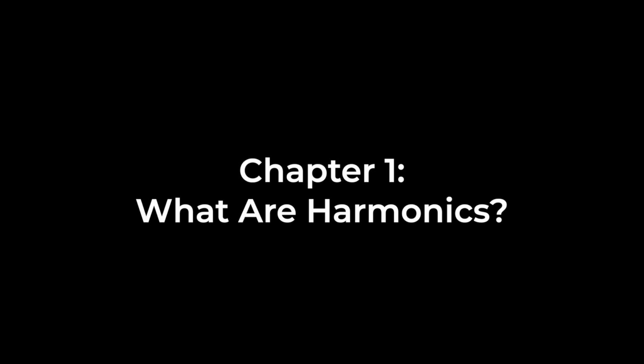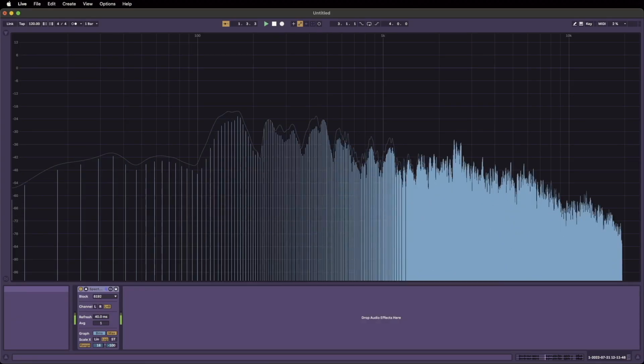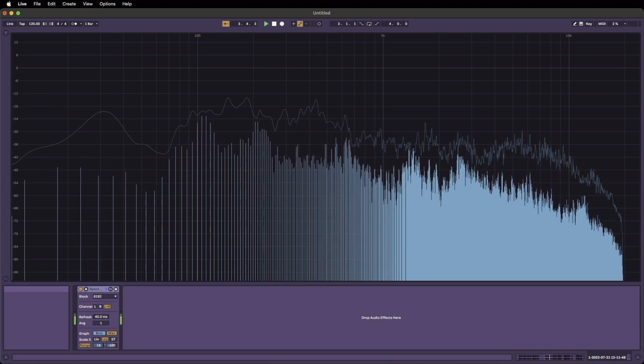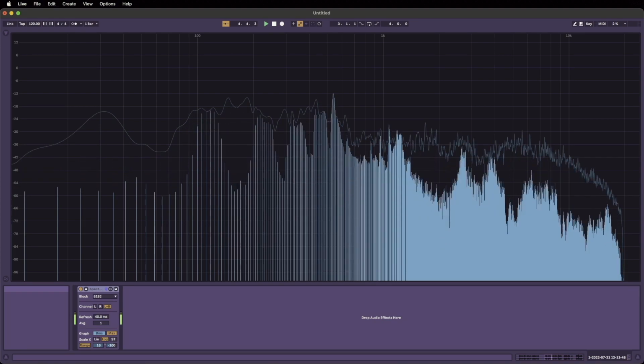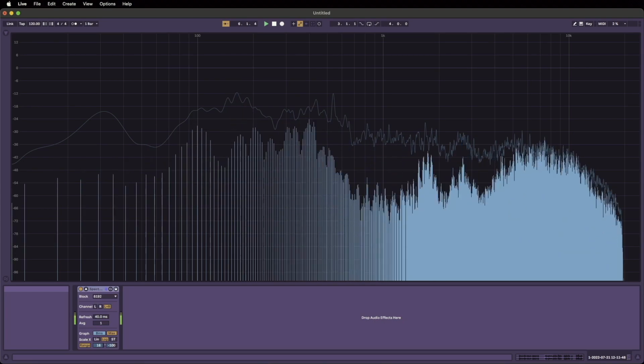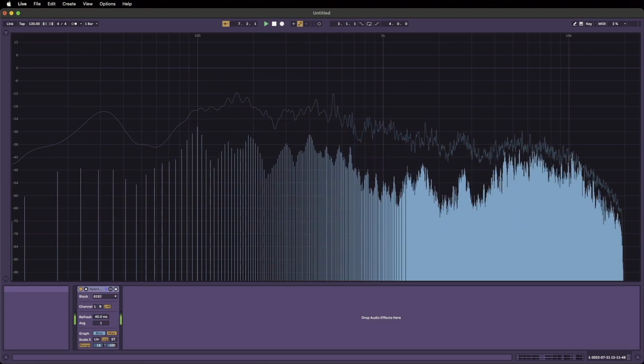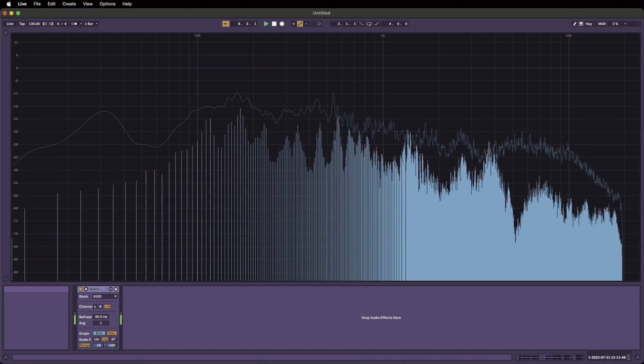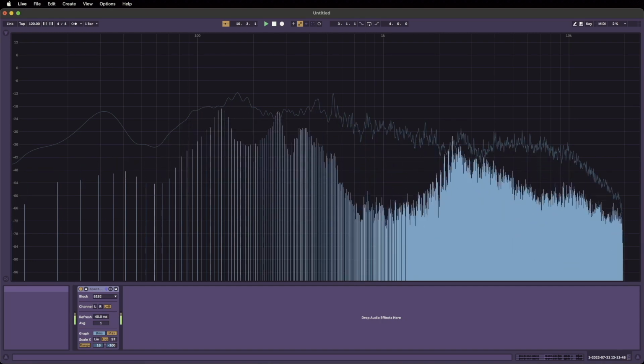Chapter 1. What are harmonics? What you're looking at now is a spectral analysis of my voice, a visual representation of every frequency present, from low to high. Each one of these peaks is a harmonic, which can be thought of as its own independent frequency or tone. If I hold a note, I can even isolate out each sine wave for us to hear.